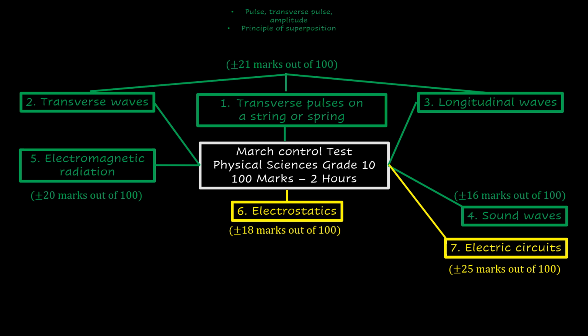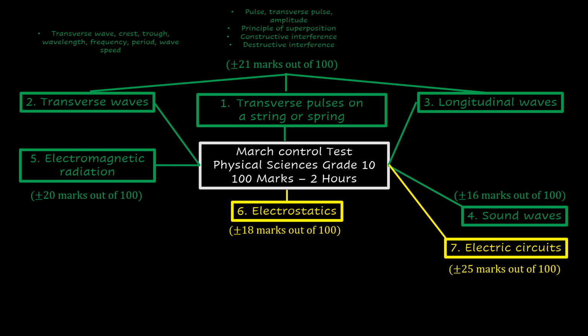Sometimes the question won't explicitly state the principle of superposition. They might give you a scenario and say state the phenomenon that is demonstrated in the diagram above, or something like that. So you need to be able to state it in words. You also need to be able to describe or define what is constructive interference and what is destructive interference. So this is based on transverse pulses on a string or a spring.